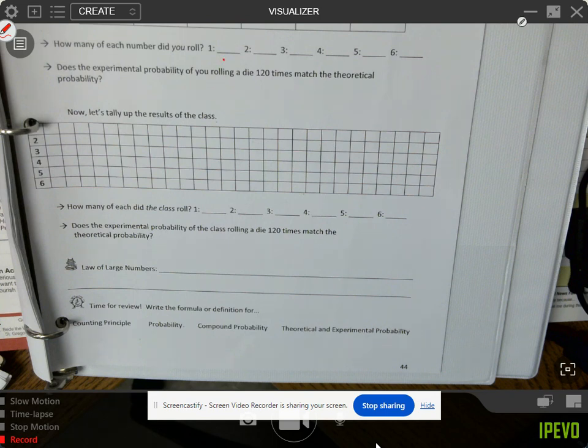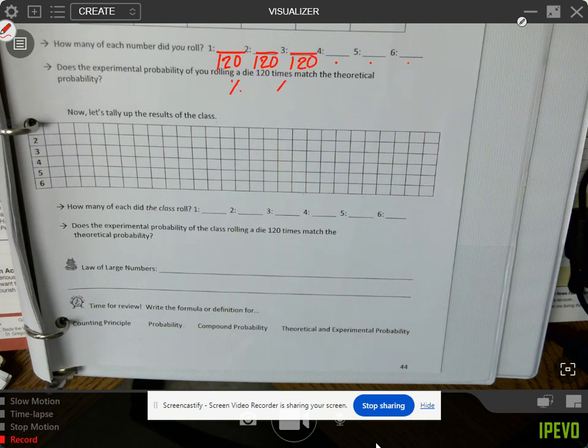So I should see your probability for each of these numbers. How many times you rolled it divided by 120, what is the percentage? For 1, for 2, for 3, 4, 5, and 6, what is your percentage? Each one of those, you should have already added them up. Now you're dividing each one by 120. So take your number, divide it by 120, and write your percentage down here.